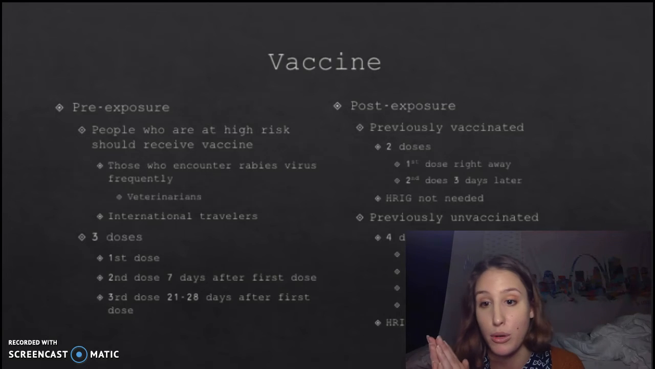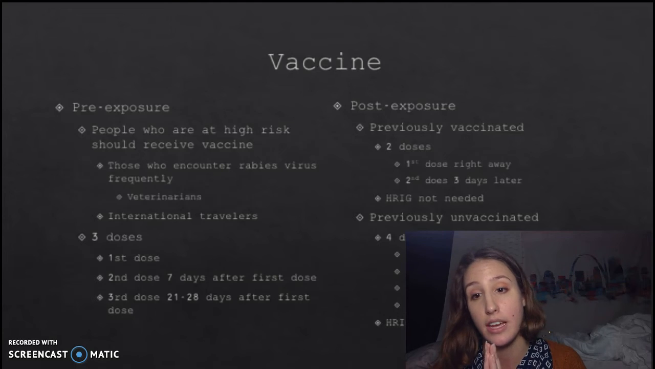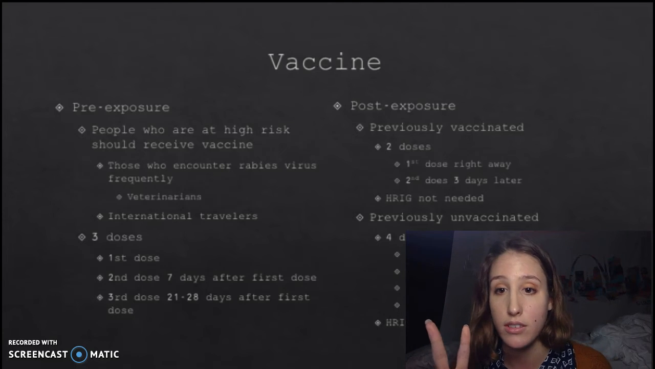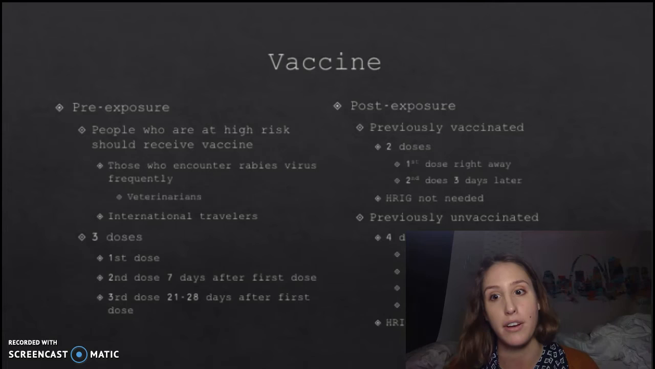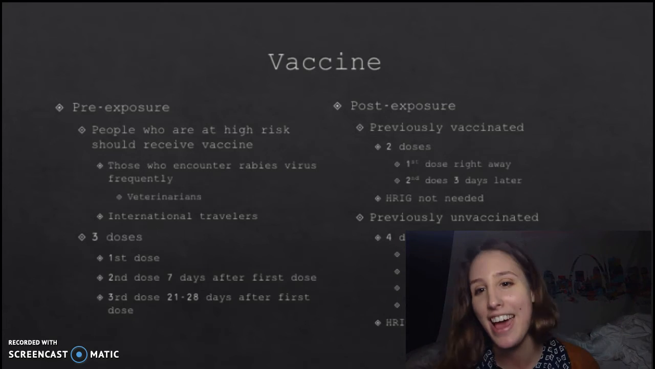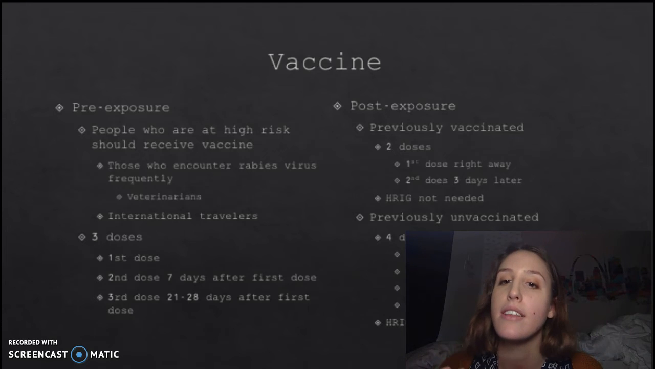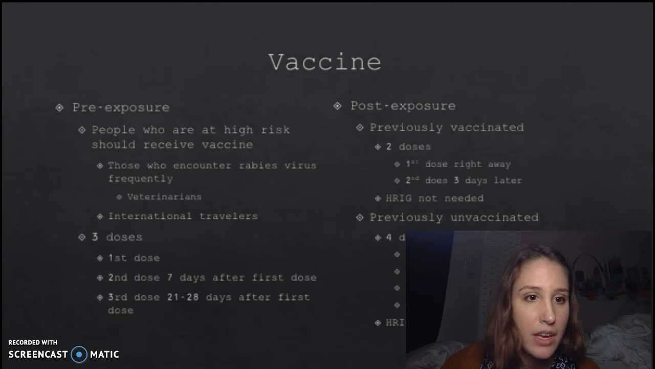And then there's the post exposure, after the incident occurs. If you have been previously vaccinated, you only need to take 2 doses. You take the first dose, no matter if you've been vaccinated or not, right away, as fast as you can. And then if you have been vaccinated, the second dose comes 3 days later.